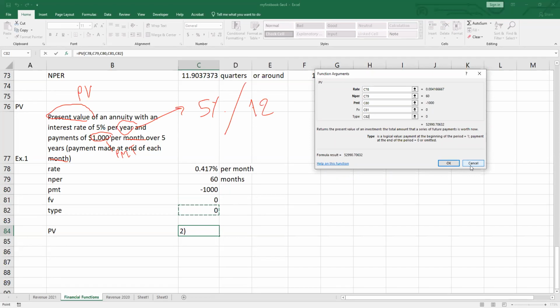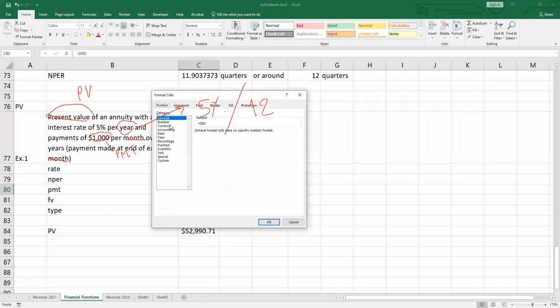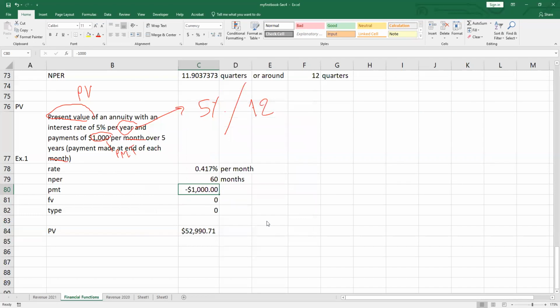52,990.70, and it is a positive number. So that means if you can pay $1,000 per month for 60 months and the bank charges you 5% per year, the present value, or annuity, or the amount of money that the bank can lend you, is 52,990.71. This is present value or annuity. For PV I give you just one example only, because it is an annuity, otherwise you might be a bit confused.